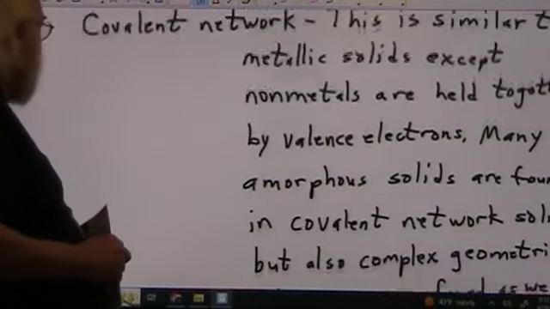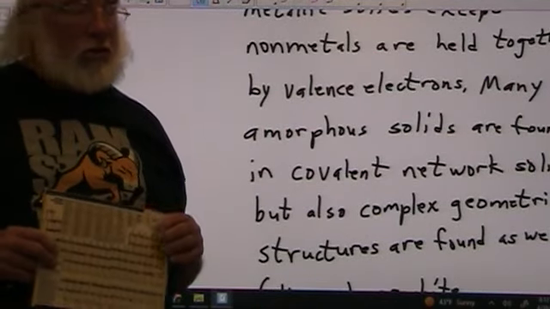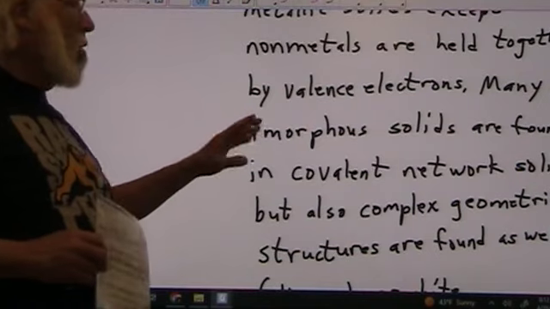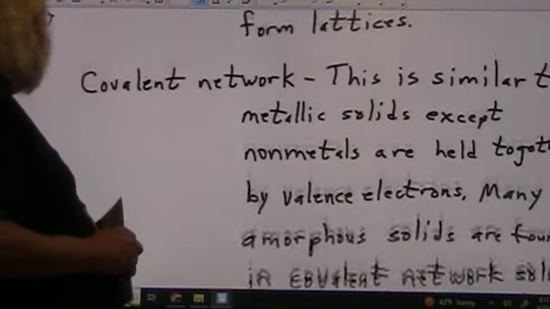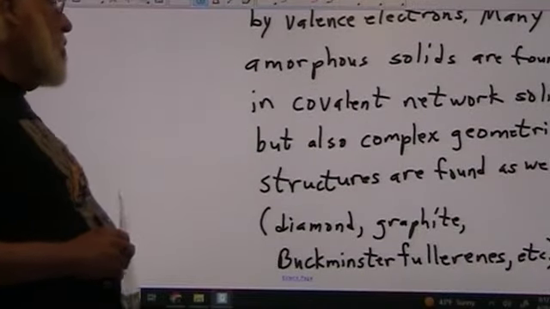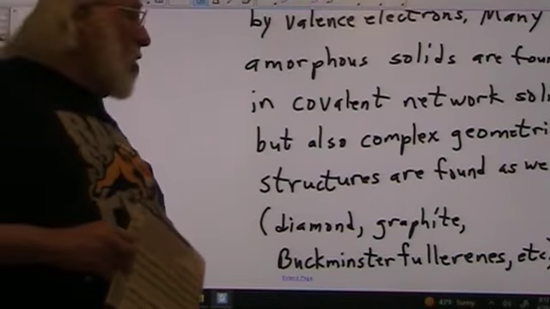And a lot of the amorphous solids that were talked about in Mr. Johnson's video are made of non-metal networks, or as we call them, covalent networks. But also the complex geometric structures are found as well, and this is where carbon comes into play.